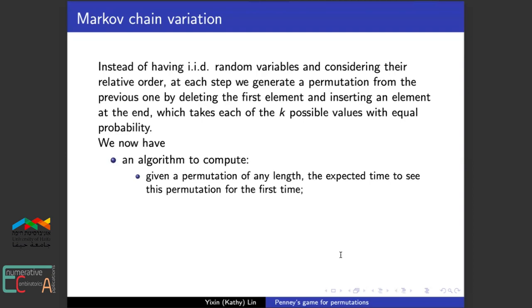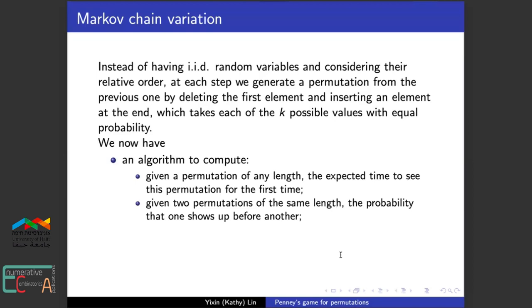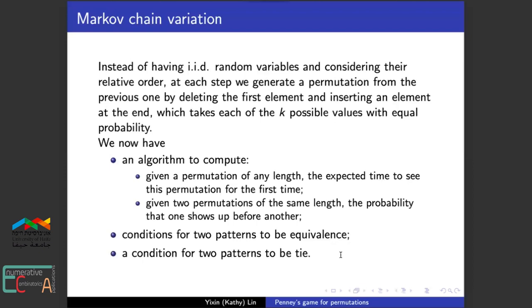So far we have an algorithm to compute, given a permutation of any length, the expected time to see this permutation for the first time, and given 2 permutations of the same length, the probability that one shows up before the other. We also have conditions for 2 patterns to be equivalent to each other, and a condition for 2 patterns to be tied. We're still working on discovering more properties for the Markov variation.